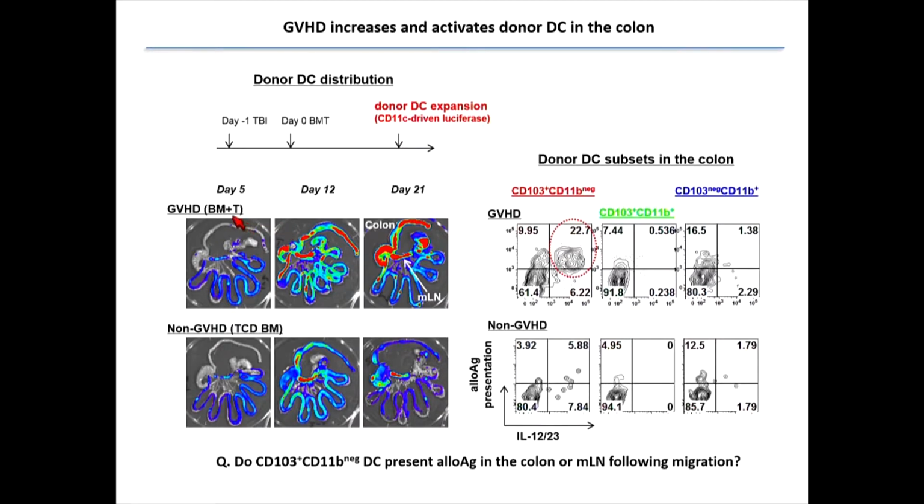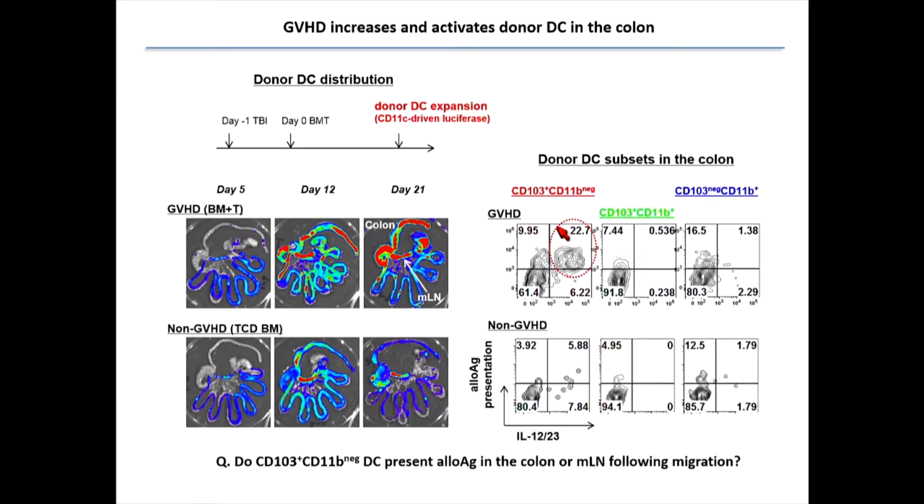And then we compare GVHD versus non-GVHD. As you can see, after day 12 it is not much different, but after that, the GVHD mice accumulate DC in the mesenteric lymph node and also in the colon. It's not happening in non-GVHD mice. So that's why we look at the donor DC in the colon.